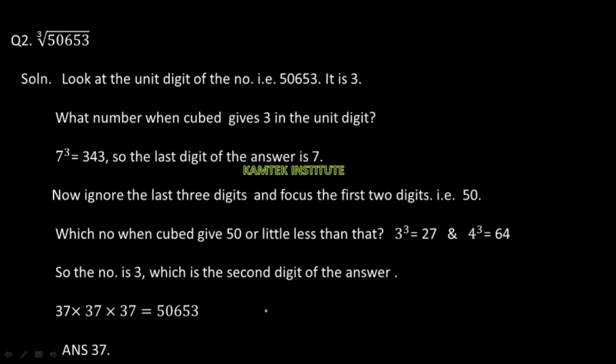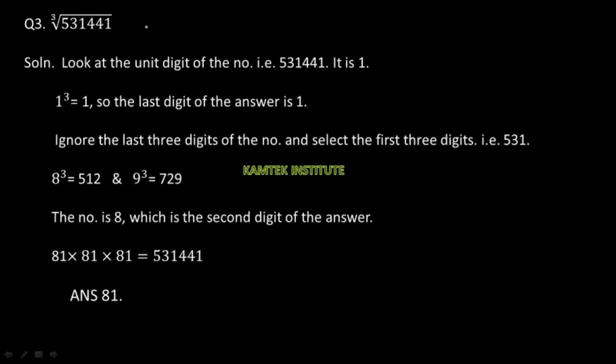Okay, so we come to question number 3. We have to find the cube root of the number 531,441. Okay, so what we're going to do, we're going to first focus on the unit digit over here. What number when cubed gives 1 in the answer? That is 1. 1 cube is 1. So the unit digit of the answer we are looking for is 1 over here.